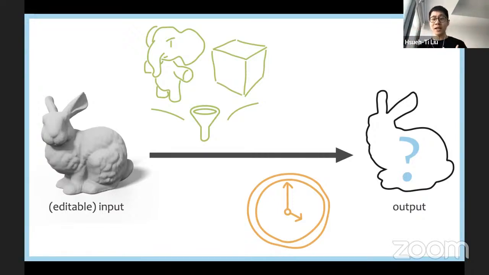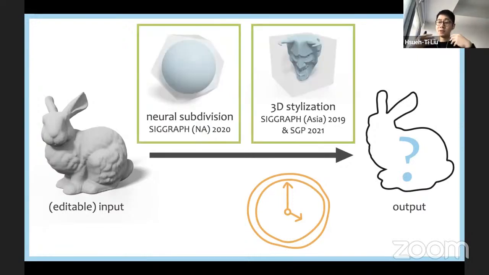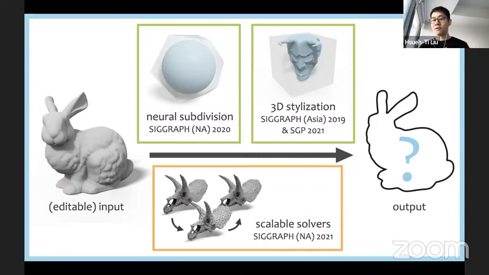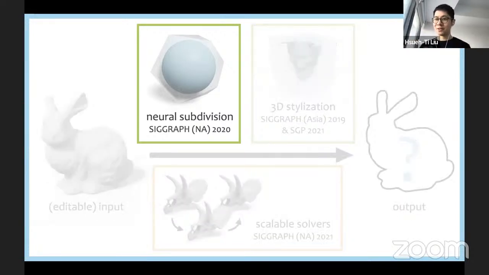And today we're going to take a look at a few examples addressing this pipeline. We're going to take two examples, the subdivision and the 3D stylization. These are two examples of data-driven modeling methods. And we're also going to take a look at a scalable solver, which can make the data-driven processing pipeline faster. So let's first look into the first one, the neural subdivision.